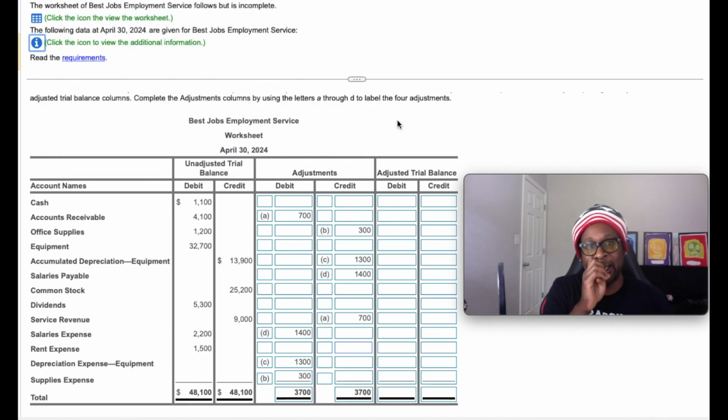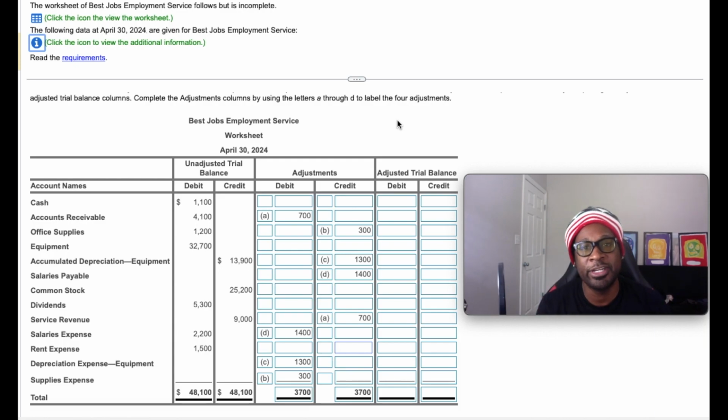So here's the deal, gang. So far, we've completed the unadjusted trial balance section of the worksheet. We just finished completing the adjustments. We're going to carry over by combining the two columns in order to create the adjusted trial balance.